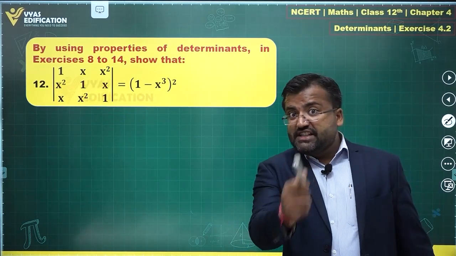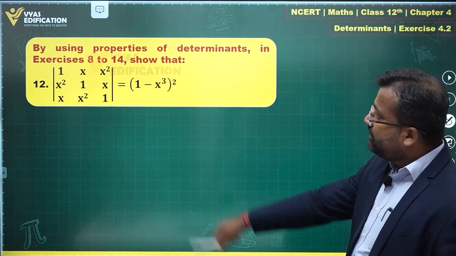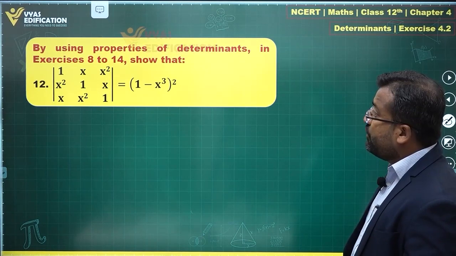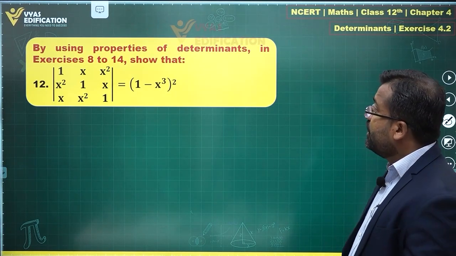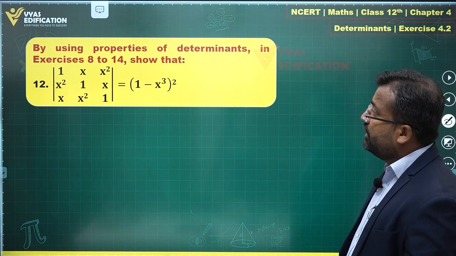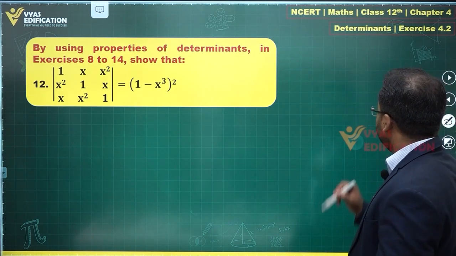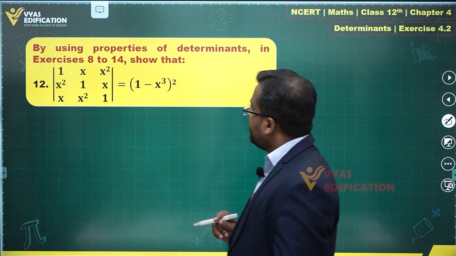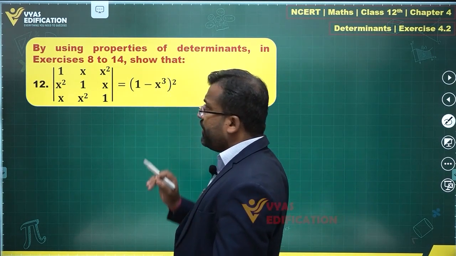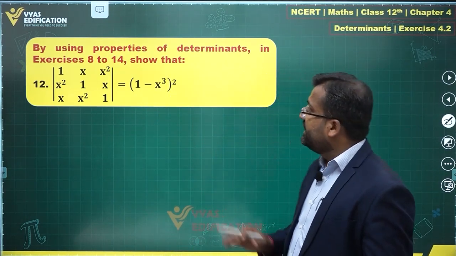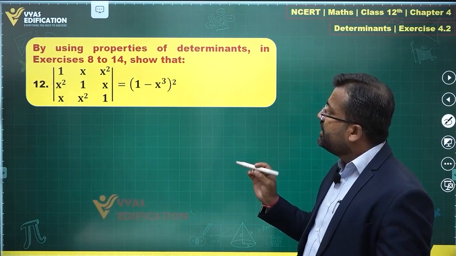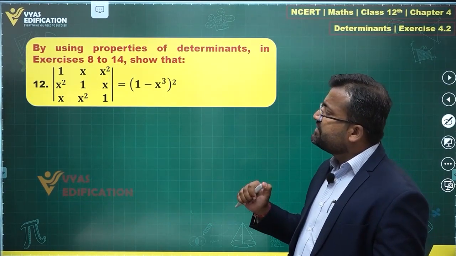By using properties, we are supposed to prove that this LHS is equal to this RHS, 1 minus x cube whole power 2. Now, how do we go about doing that? Let's take a look at this. We have 1 minus x whole power 3, 1 minus x power 3 actually, and then there's a square also there. Now, how do we go about handling this one?